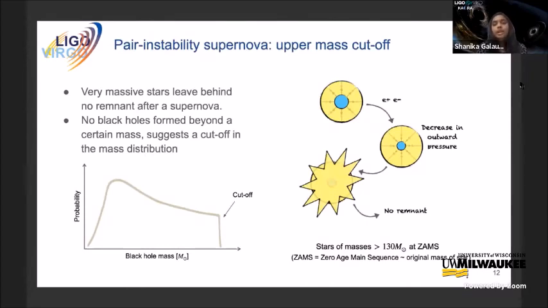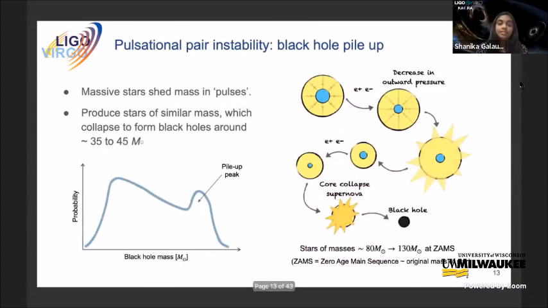So to refer to the plot in the bottom left, we expect to see this cutoff at the high mass end of the distribution. So moving on to the next slide, we can look at what's happening for slightly less massive stars. So stars ranging from about 80 to 130 solar masses at zero age main sequence may undergo a process known as pulsational pair instability supernova. So this is similar to the process before.